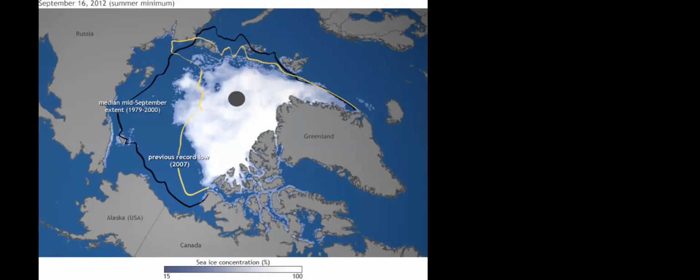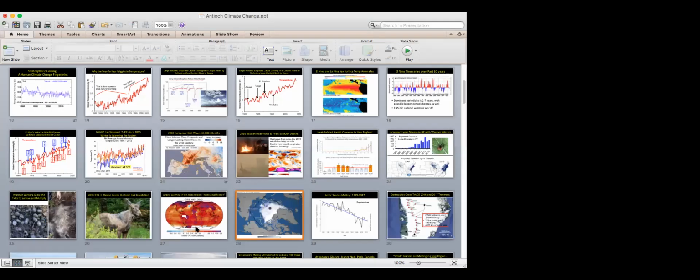And so what you can see here is the black line shows where sea ice used to be back in the 80s and 90s during September. And then the previous record, which was in 2007, is shown in yellow. And then the second most recent record, which was in 2012, is what's actually shown here. And I've got a little animation that I might try and show you here.